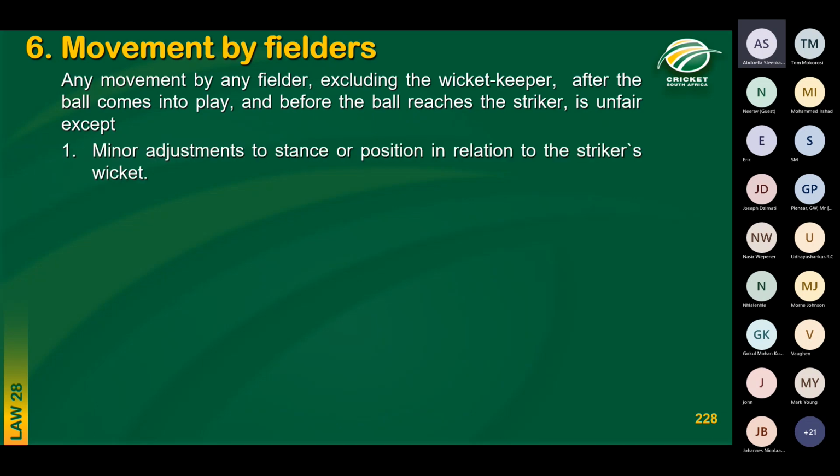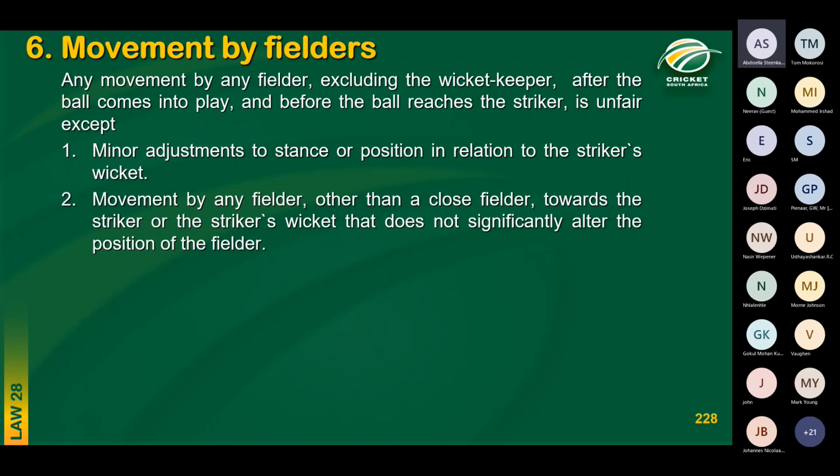What the fielder is allowed to do: minor adjustments to his or her stance or position in relation to the striker. So only minor adjustments. Let's say the short cover was standing up straight. Now the bowler is running in, and the short cover decides to crouch. That is a minor adjustment to the stance of the short cover fielder. No problem as per the law.